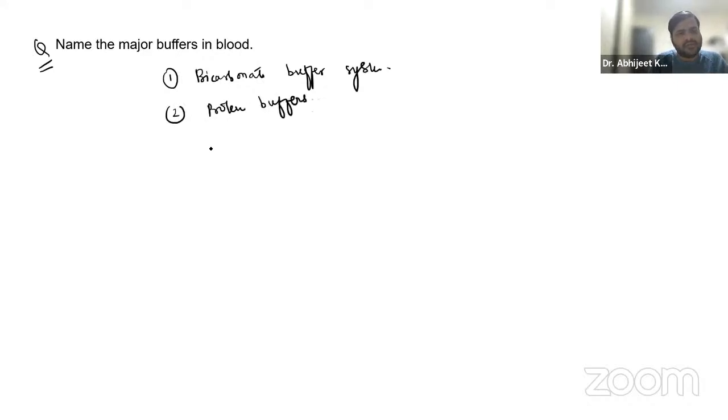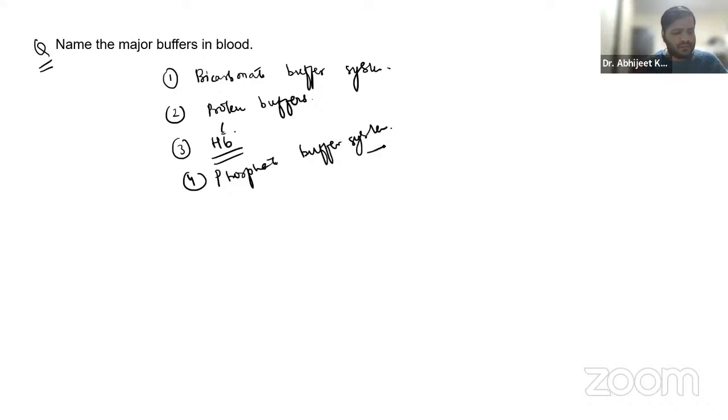Major buffers in the blood. I think we have already discussed the very first one, the bicarbonate buffer system. We also have protein buffers. Proteins, basically hemoglobin, right? The hemoglobin, and the phosphate buffer system. So we have different ones which you can just remember. It is a very short answer, so you can just name the buffers in the blood.